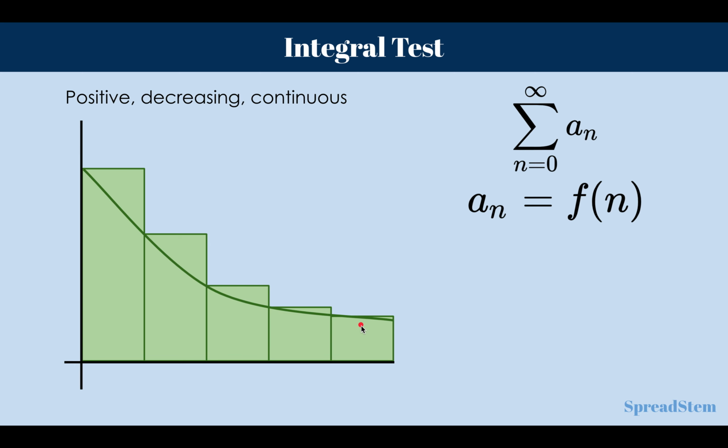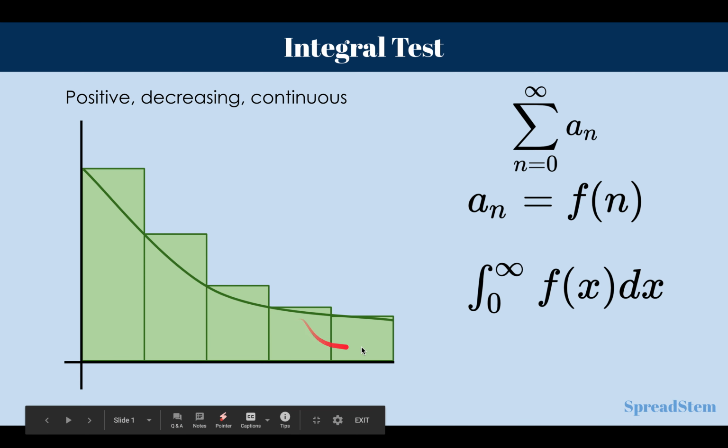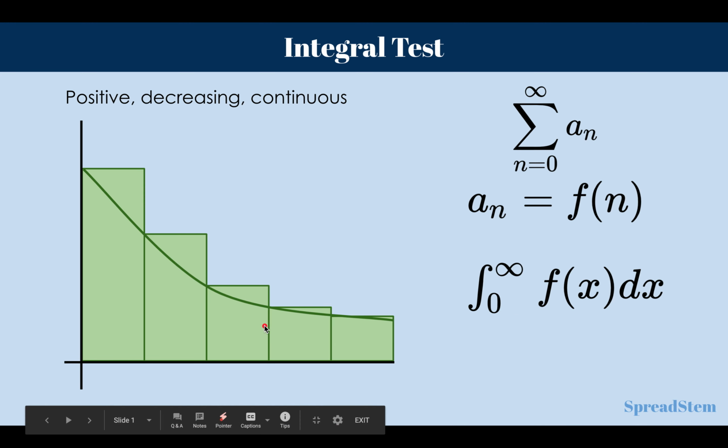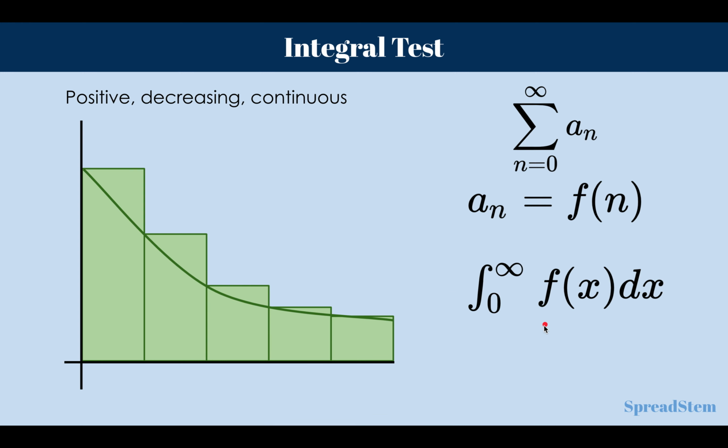Now in this case, we can see that these rectangles are always above this graph. So the area of the series would always have a higher sum than this integral, if we were going to take the integral from 0 to infinity of f of x dx, just this area under the curve. This tells us that if this integral diverges, then this series must also diverge, because this series is greater than this integral.